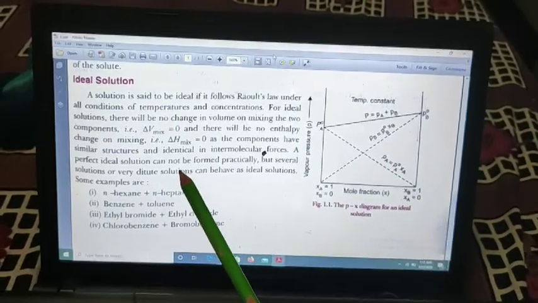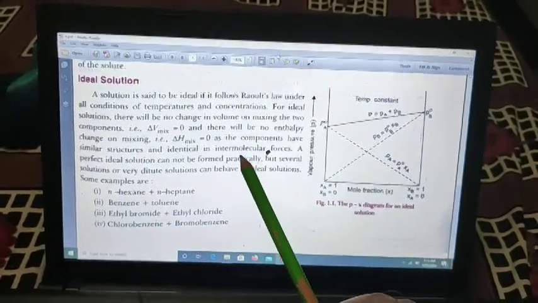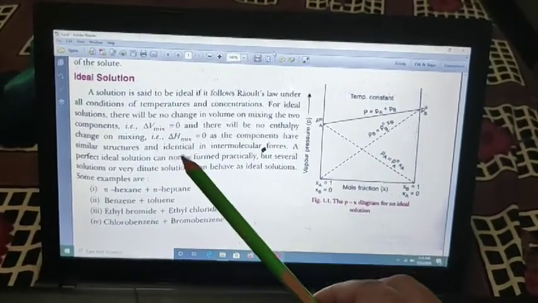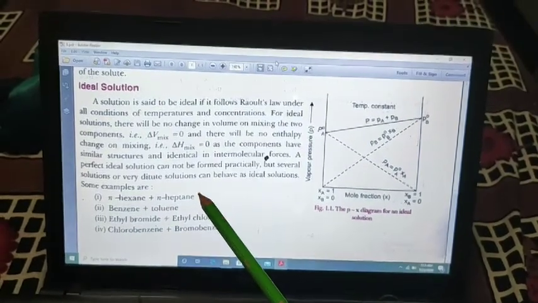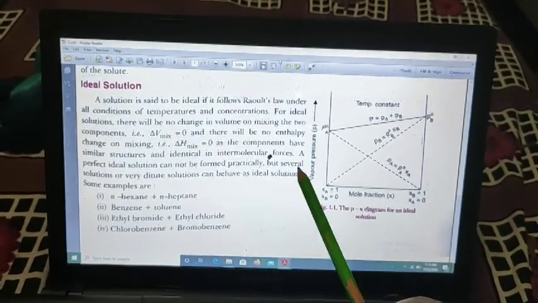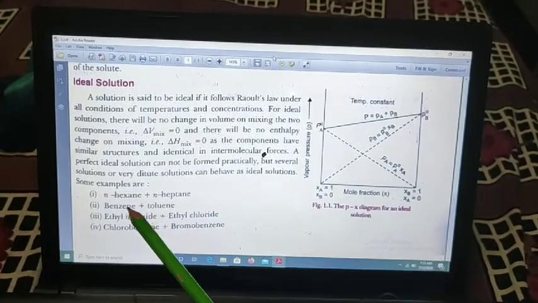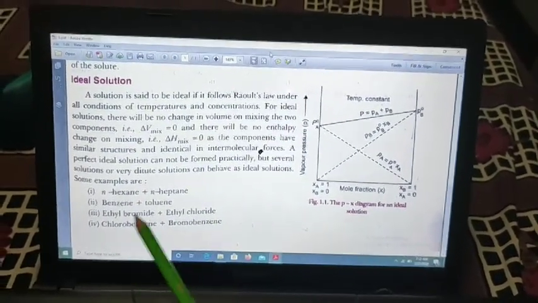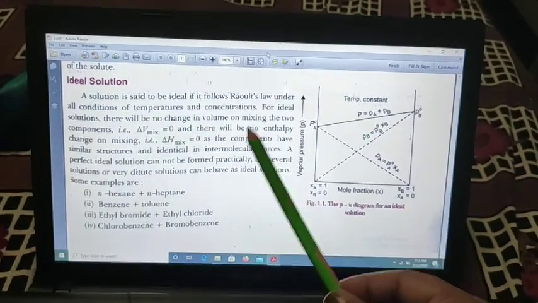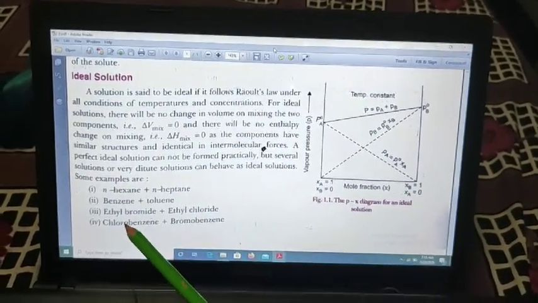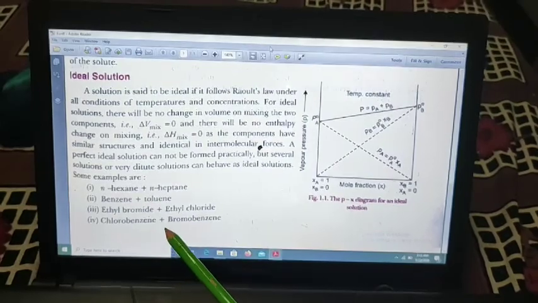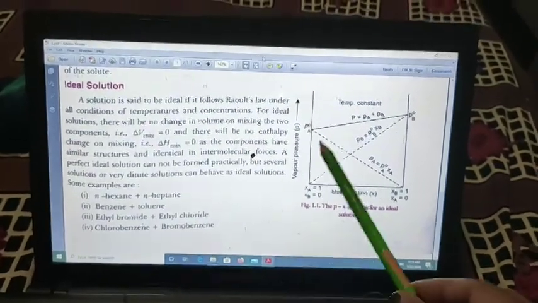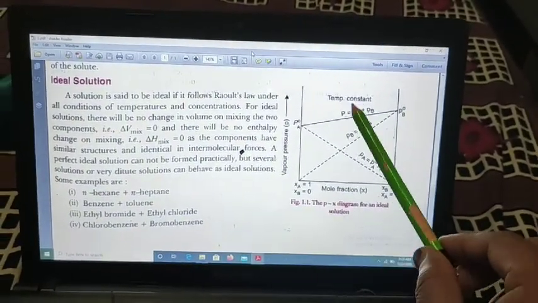A perfect ideal solution cannot be formed practically, but several solutions that are very close to ideal can behave as ideal solutions. Examples of ideal solutions are n-hexane and n-heptane. The mixture of these two behaves as an ideal solution. Others are benzene and toluene, ethyl bromide and ethyl chloride, chlorobenzene and bromobenzene. Okay, and now this is the graph for the ideal solution.